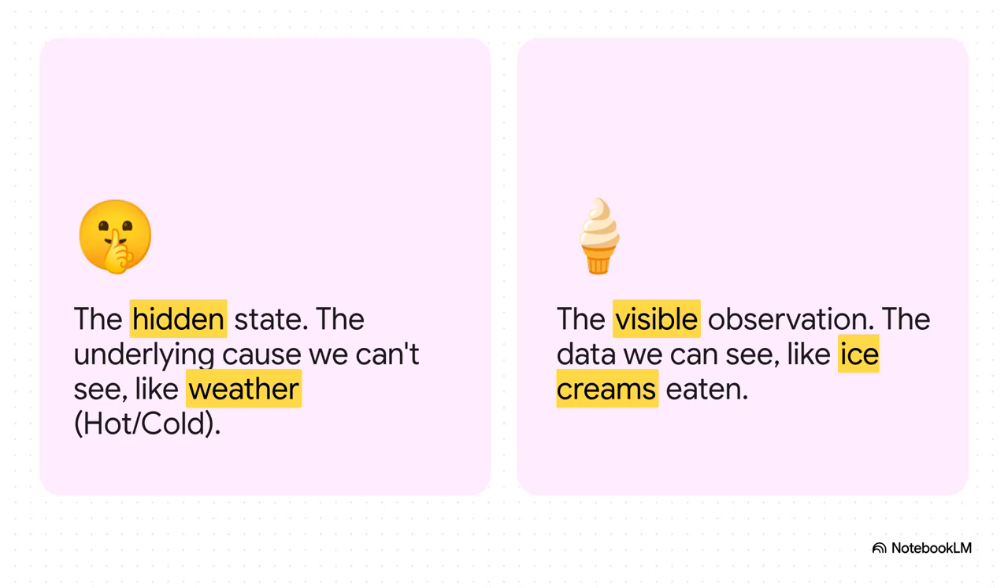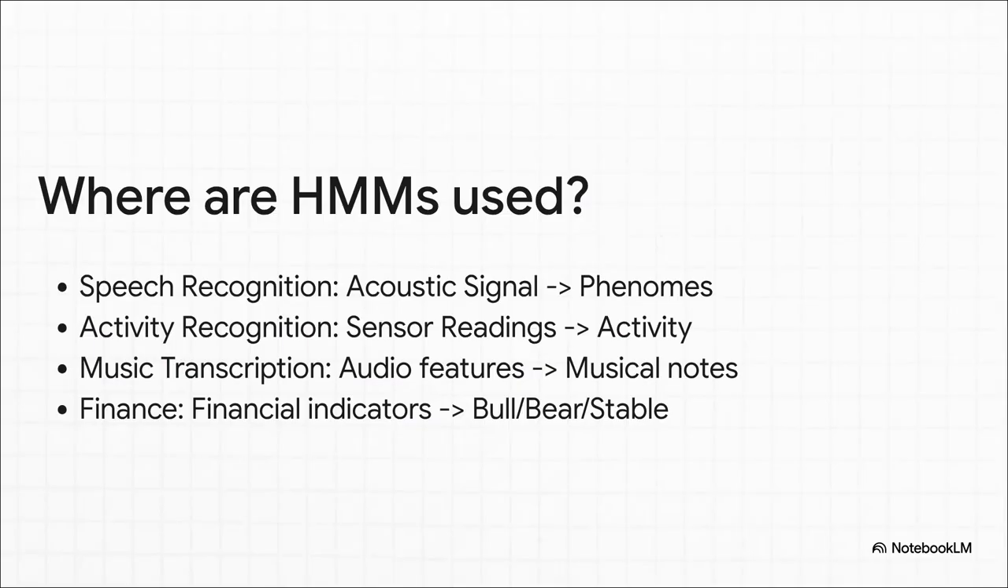So at its heart, an HMM has two simple layers. You've got the hidden state. That's the thing we want to know but can't see, like whether it's hot or cold. And then you have the visible observation. That's the data this hidden state produces, the stuff we can see, like 1, 2, or 3 ice creams being sold.